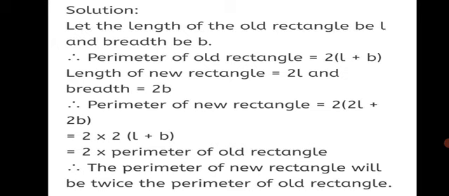So what have we done? We have written the perimeter formula for the old rectangle and the perimeter formula for the new rectangle. Since it's twice, we have taken 2 times length and 2 times breadth. And then we have substituted the value of 2 times (L plus B) as the perimeter of the old rectangle. And we come to know that the perimeter of the new rectangle will be twice the perimeter of the old rectangle.